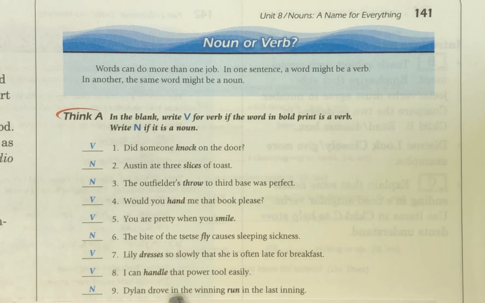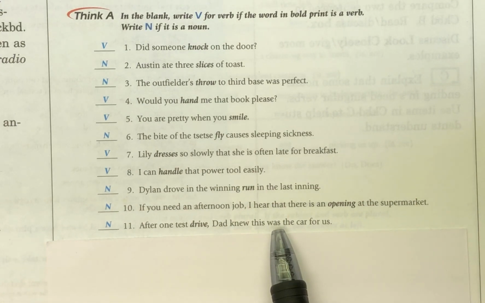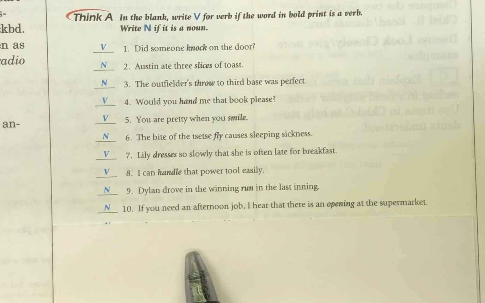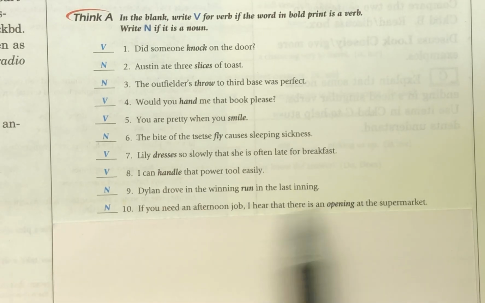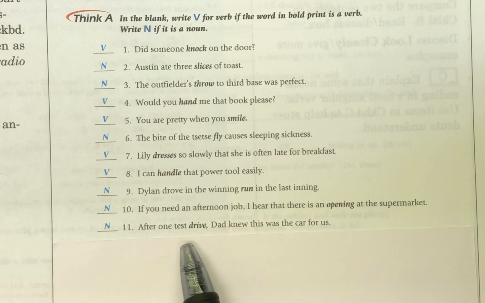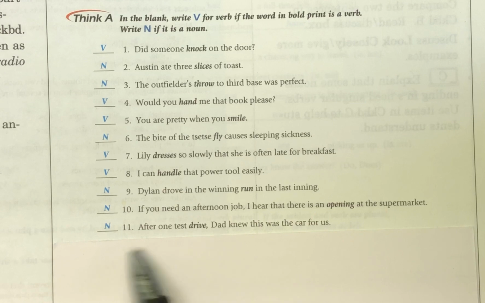Dylan drove in the winning run in the last inning. So run here is being used as a noun. And then, if you need an afternoon job, I hear that there's an opening at the supermarket. Opening here is being used as a noun. After one test drive, Dad knew this was the car for us. Here, drive is being used as a noun.